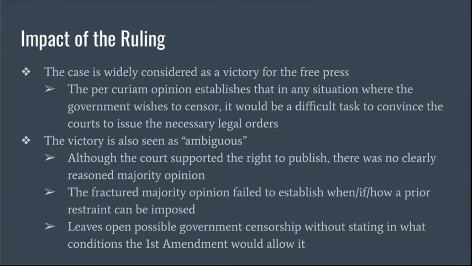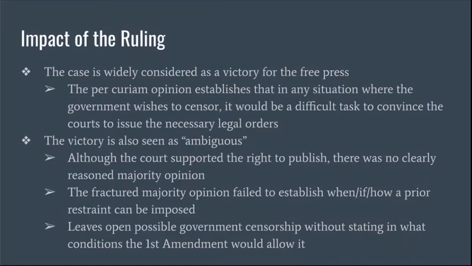So the impact of the ruling was really unique in the sense that the case is widely considered a victory for the free press. The per curiam opinion establishes that in any situation where the government wishes to censor, it would be a difficult task to convince the courts to issue the necessary legal orders to stop the publication of something ahead of time, the prior restraint.